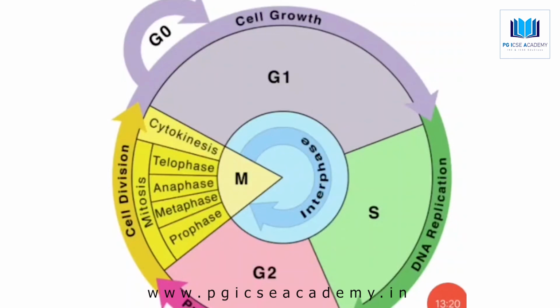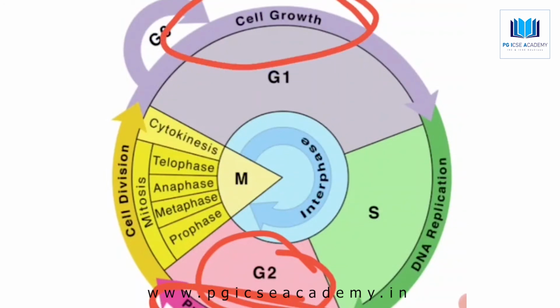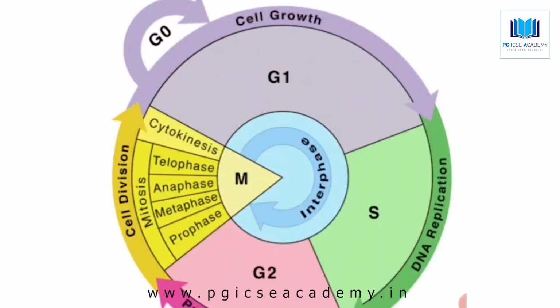Now the last phase, that is G2 phase, the second growth phase. In this, preparation for mitosis is done. This is the shorter growth phase in which RNA and proteins necessary for cell division continue to be synthesized. It is of shorter length than the G1 phase and synthesis phase, because only the RNA and proteins necessary for cell division continue to be synthesized.